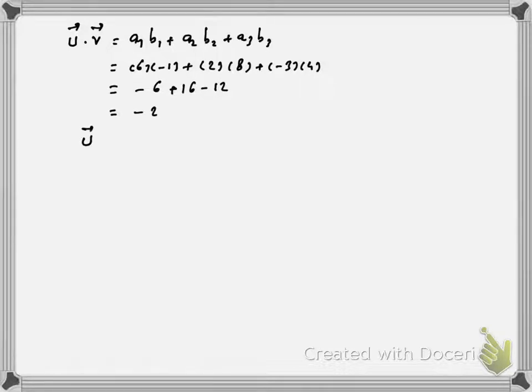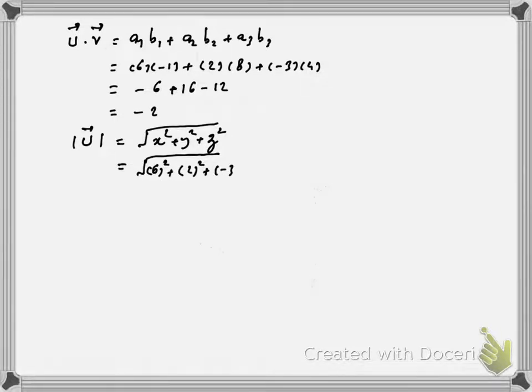Now we find the magnitude of vector u by using the magnitude formula, which is the square root of x square plus y square plus z square. It is equal to the square root of 6 square plus 2 square plus minus 3 square, equals the square root of 36 plus 4 plus 9, the square root of 49, which means 7.